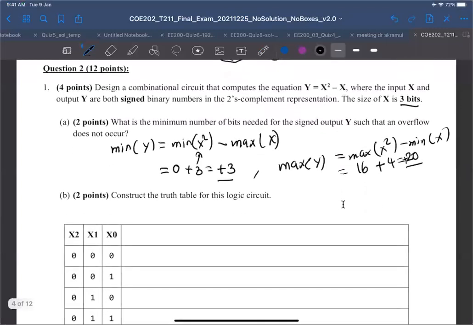But since the question says that they are both signed, we add the sign bit to Y. If it is unsigned, then we have to be able to encode 20, which requires 5 bits. And in addition to the sign bit, it will be 6 bits. So Y is 6-bit.